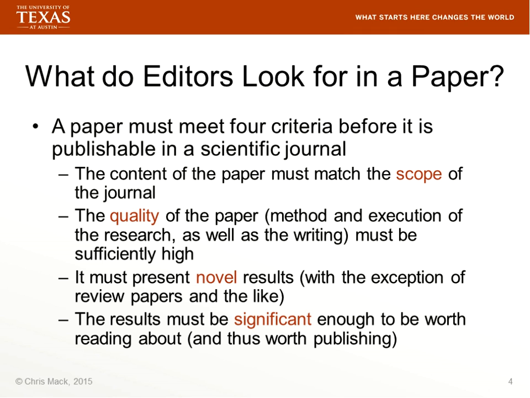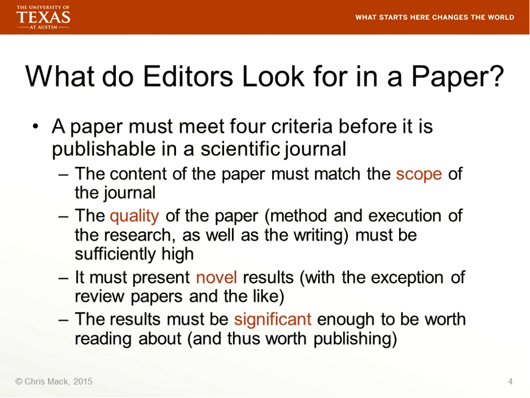The third thing, it must present novel results. Peer-reviewed scientific journals are in the business of presenting new information to add to the communal collection of knowledge. Now, there's review papers and tutorials that are an exception, but the regular paper must have something new. You could do fabulous work, but if it's already been done before, it will not get published in a peer-reviewed scientific journal. And finally, the fourth thing, results must be significant.